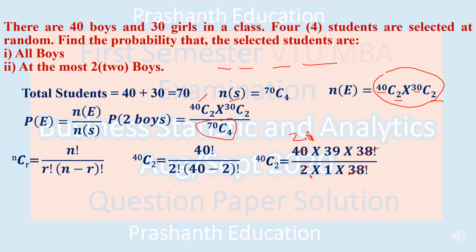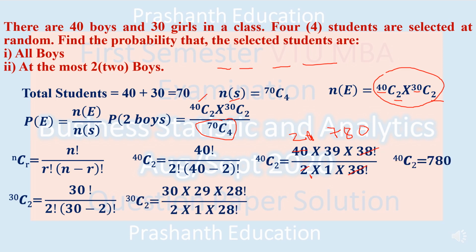So 20 into 39 will come to 780 in total. Similarly, we do it for 30 factorial: 30 into 29 into 28 factorial. The 28 factorial will remain the same, so cancel this out. Two ones are 2, 15s are 15, so the answer will be 435.